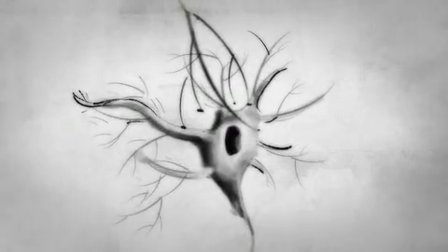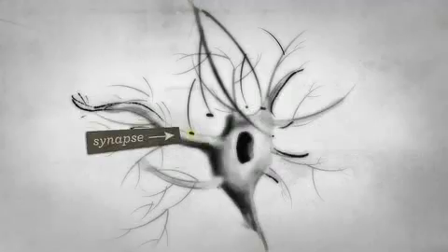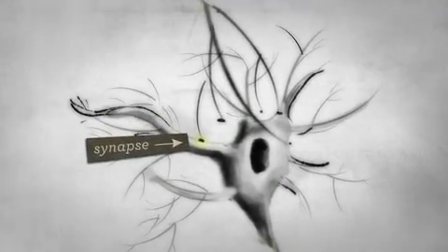Now, the point where an axon and a dendrite meet is really a space, and that space is called the synaptic space, and the connection between the two neurons is called a synapse.